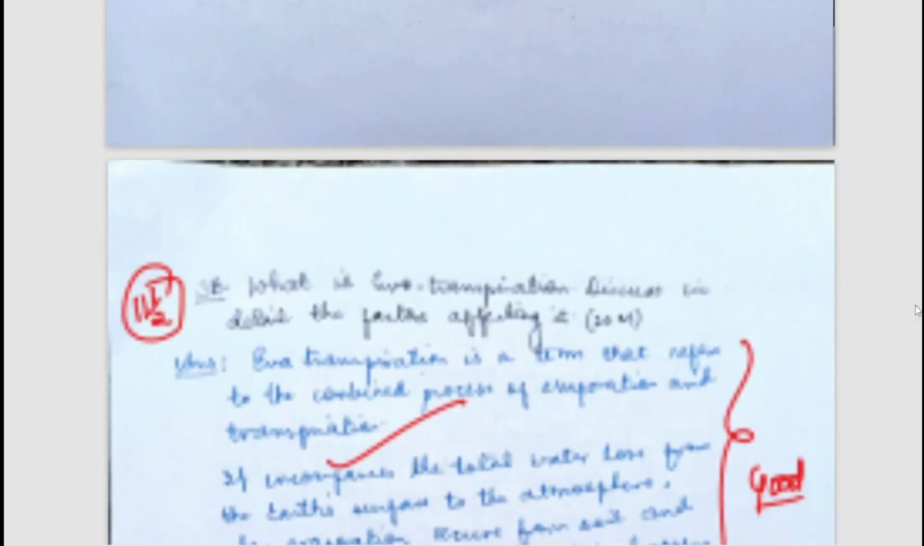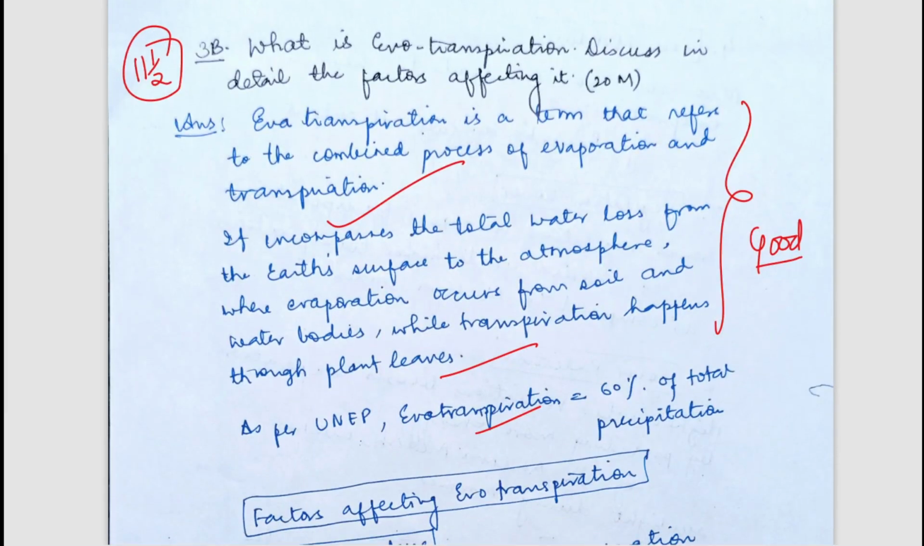Now, the next question is: what is evapotranspiration? Discuss in detail the factors affecting it. Evapotranspiration is the loss of water through evaporation plus transpiration. When both things work together, at the same time, then it is known as evapotranspiration.